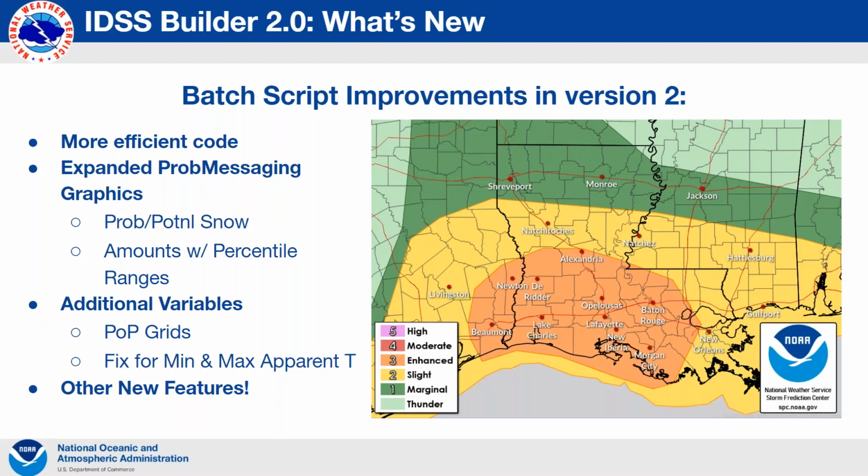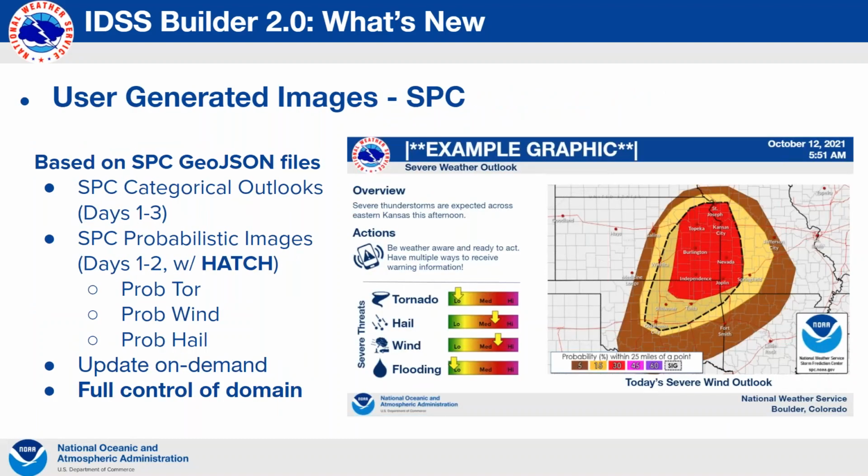So next slide. The first major upgrade in version 2 of the batch scripts was to update the Graph IDSS SPC graphics. In version 1 of the batch scripts, there was one available to produce SPC outlooks based on the GFE grids. In version 2, we've improved these greatly by utilizing the SPC's provided GeoJSON files. In the slide, here's an example of the SPC graphics that offices are now able to produce. You'll notice two important changes. The first is that the domain is flexible to fit the office's needs, and the outlooks are no longer cut off by the edges of their GFE domains.